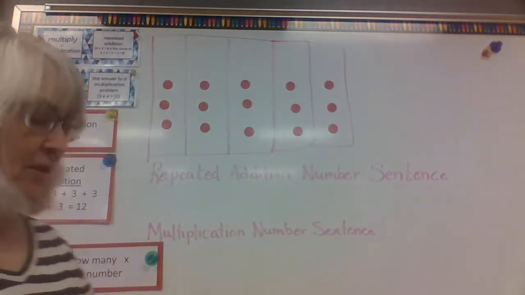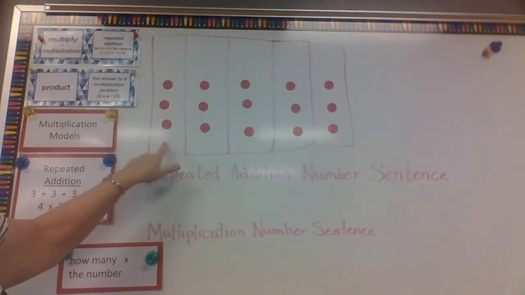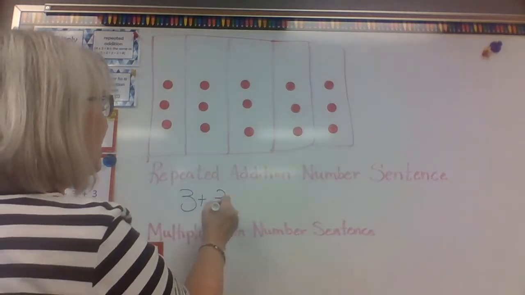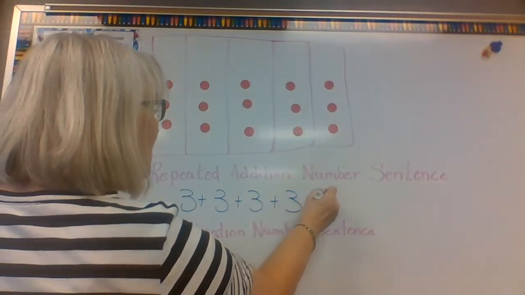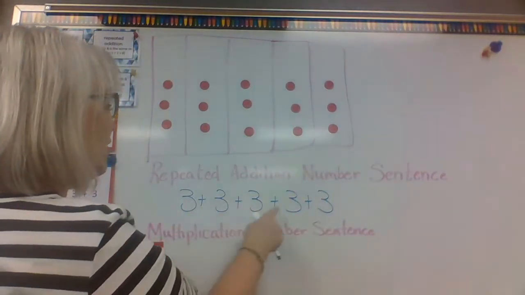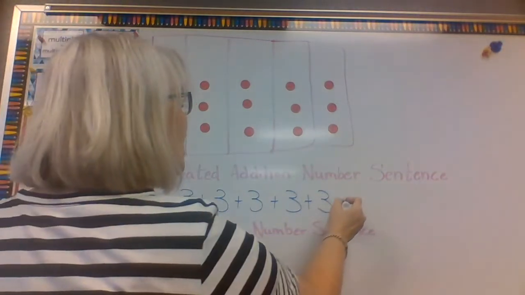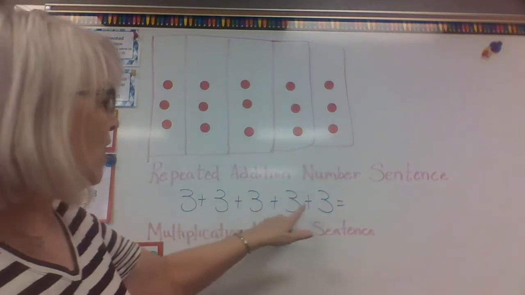Okay, now let's do our number sentence. Remember, repeated addition. We write 3 plus 3 plus 3 plus 3 plus 3. 1, 2, 3, 4, 5. Yes. Okay, now we count by 3s to figure out the answer. 3, 6, 9, 12, 15.